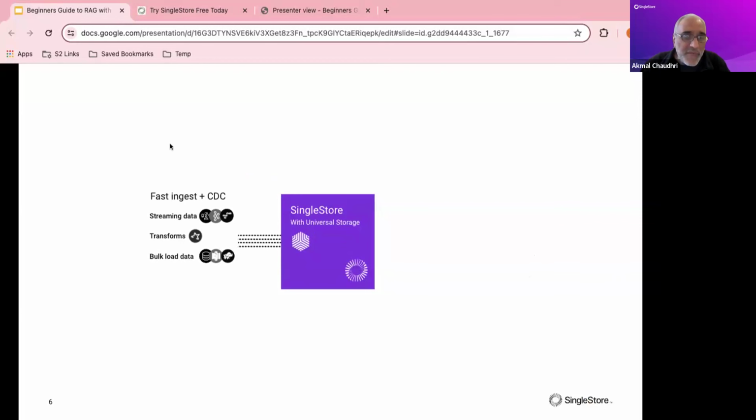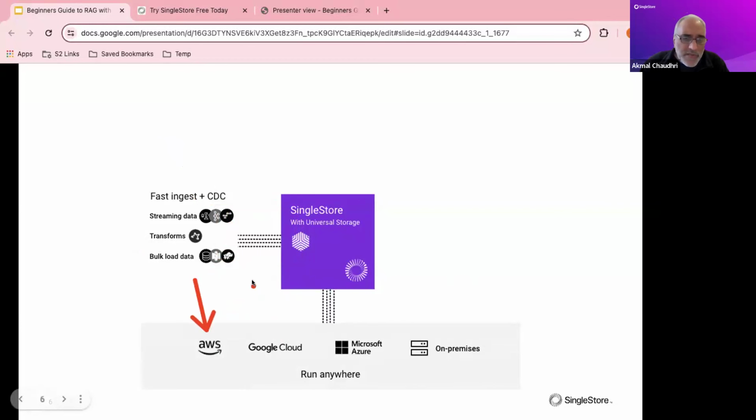We can take data from a variety of sources, such as Kafka, or if you're working with Spark, which we've covered in previous webinars, for transformations using MLlib, for example, or maybe you've got data on S3 or Hadoop HDFS. There is a mechanism called pipelines to ingest data at scale from these various sources. There's a little animation showing the ingest. We run on all three major cloud platforms in the Western world: AWS, Google Cloud, and Microsoft Azure. You can also run on-prem.